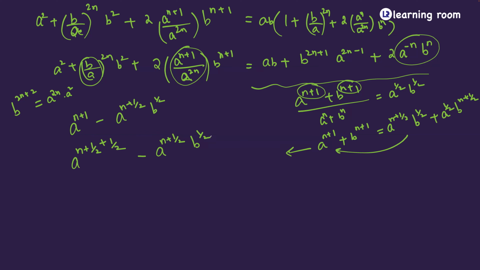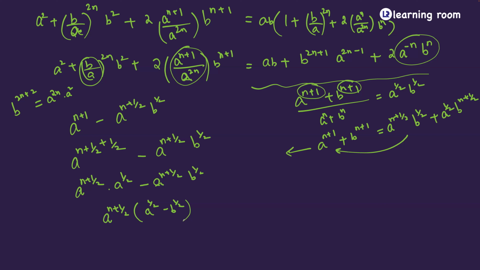I'm not disturbing this. So what can I take out common from both? This is actually a power n plus half into a power half minus a power n plus half into b power half. So I take a power n plus half out common. It will be a power half minus b power half. Did you understand this way?